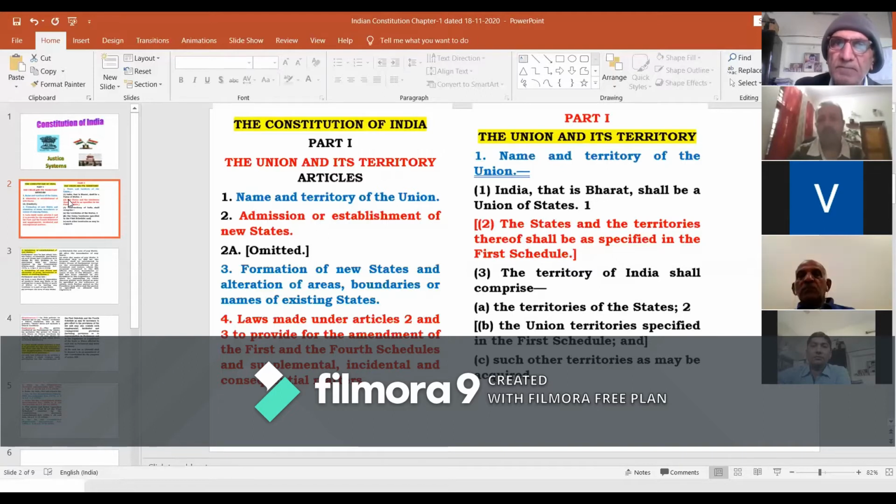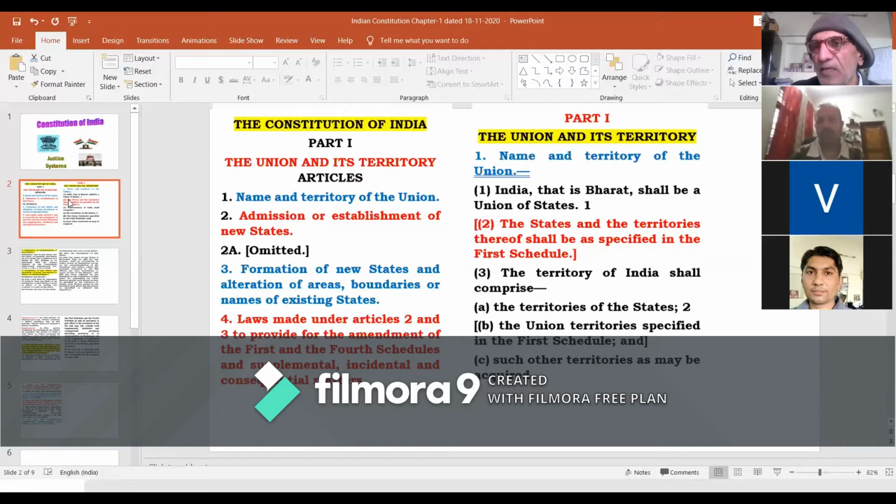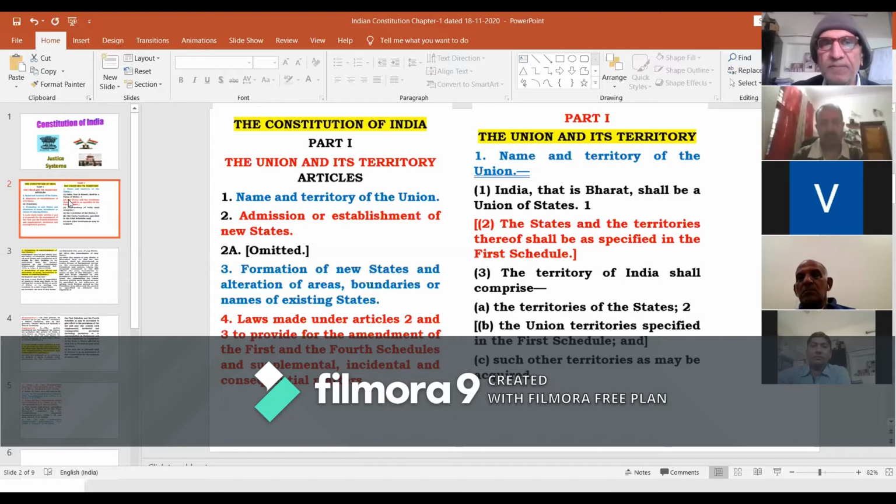Now, this part is titled The Union and its Territory. So we should know that this part is given a title. Why is each part given a title? What are the implications of it? While we will be interpreting the distinct provisions, distinct articles or particular clauses of the articles, we will have in our mind that it is part of Part 1, titled the Union and its Territory.